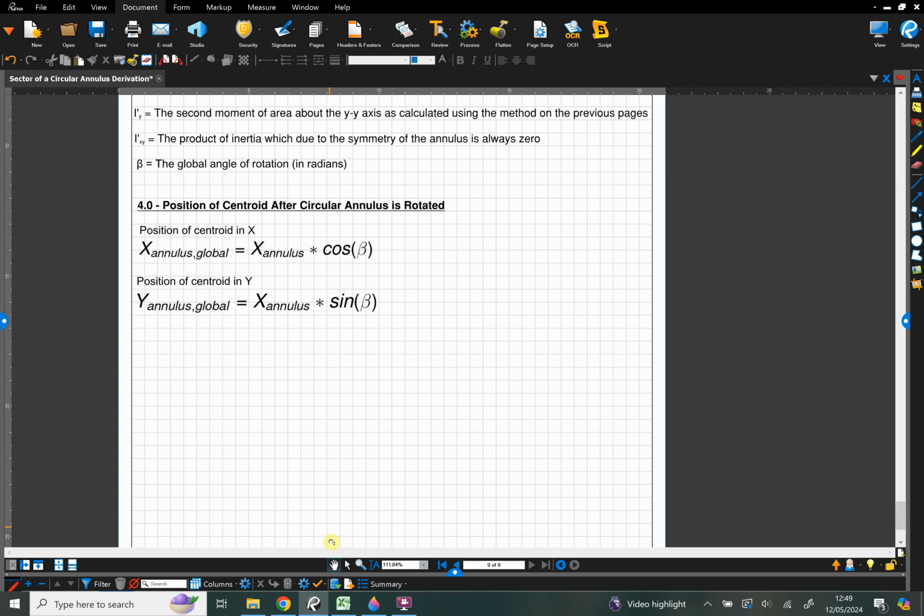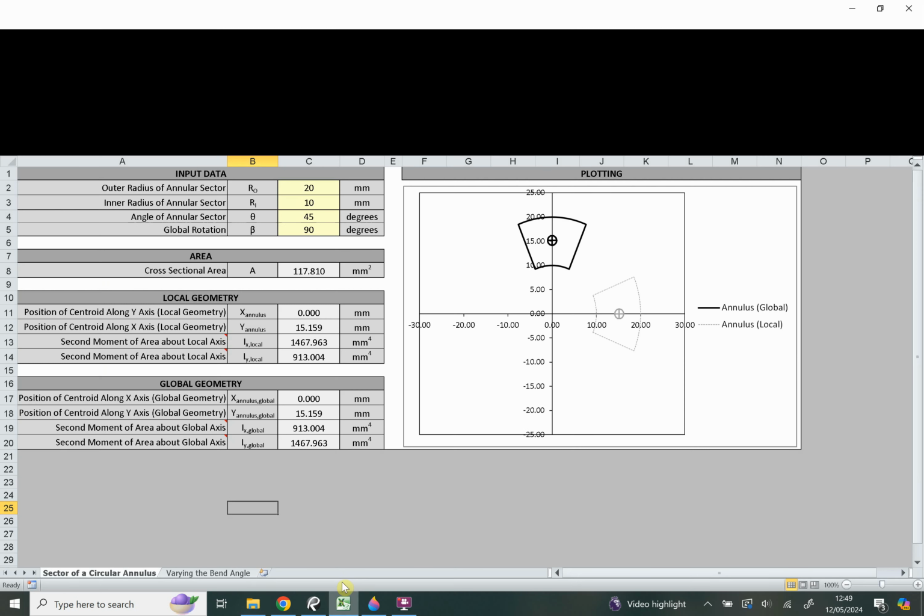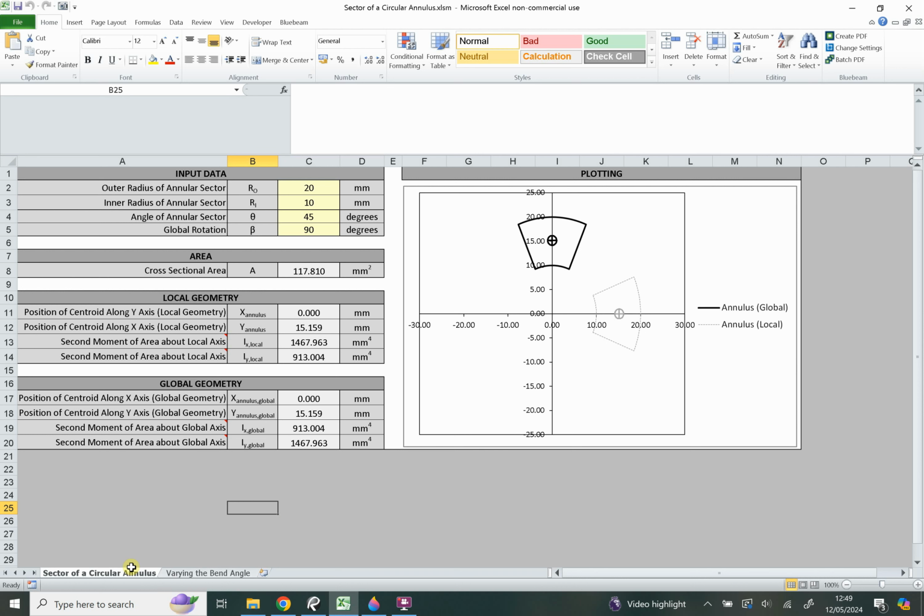I've also provided an Excel sheet which lets you look at the formulas and get a bit more intuition. The Excel sheet is split up into two sheets. The first sheet lets you basically type in all your inputs that you would have on the PDF and see what's going on. You have the radiuses of the outer and inner circles as an input, the area of the annular sector, and the global rotation. And over here you can see it being plotted.